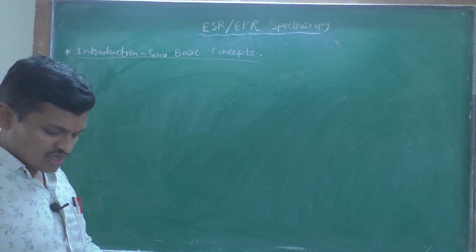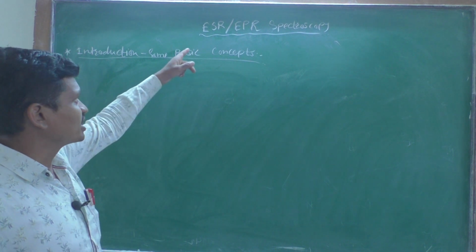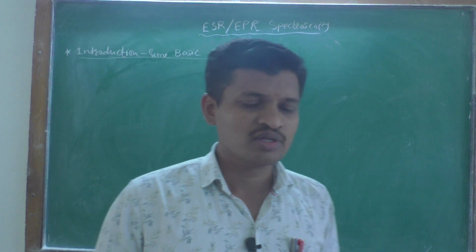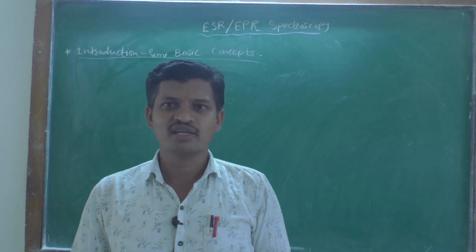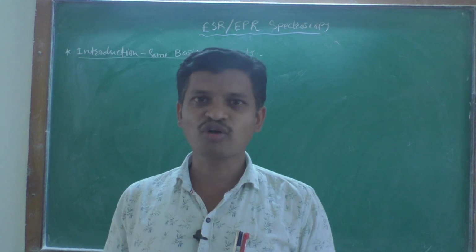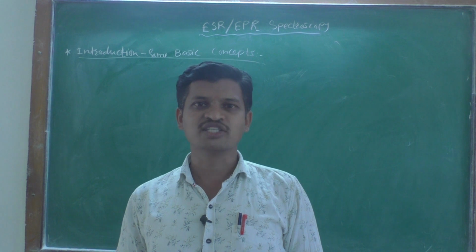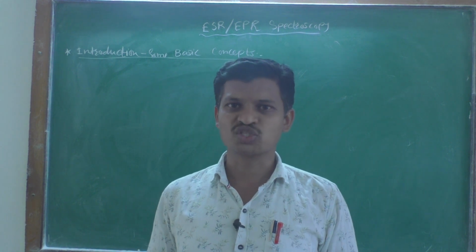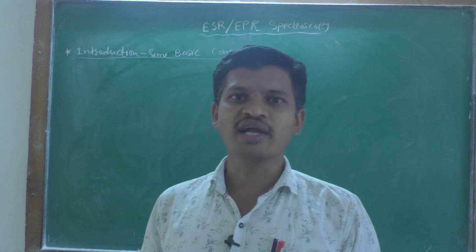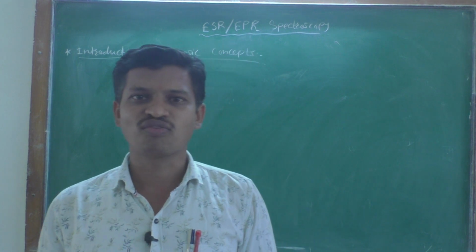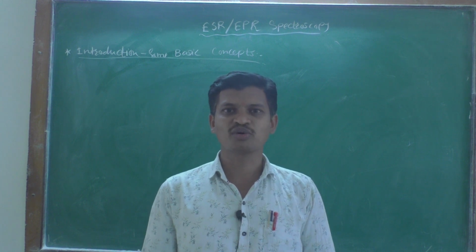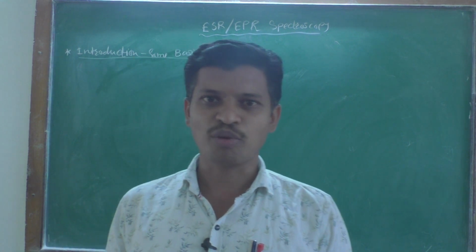So what is the long form? The long form is very simple: electron spin resonance or electron paramagnetic resonance spectroscopy. Before going into detail, let us see first of all how a chemical bond is formed. We know that for the formation of a chemical bond we require at least two electrons, and these electrons are either transferred from one combining atom to another combining atom, and when such transfer of electrons takes place, there is a formation of an ionic bond.